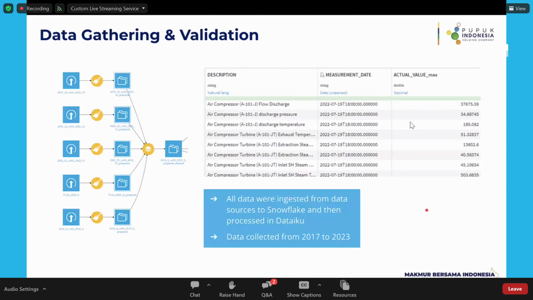The first step is data gathering and validation. Like I mentioned earlier, we use 6 years of data, and we collect it into the Dataiku platform and combine all of this data into one data set for us to process in the next step. It consists of a lot of data, almost near real-time data. The frequency is 1 minute for each data point. For all of the sensors, we have tens of sensors, I think more than 30, that we collect.